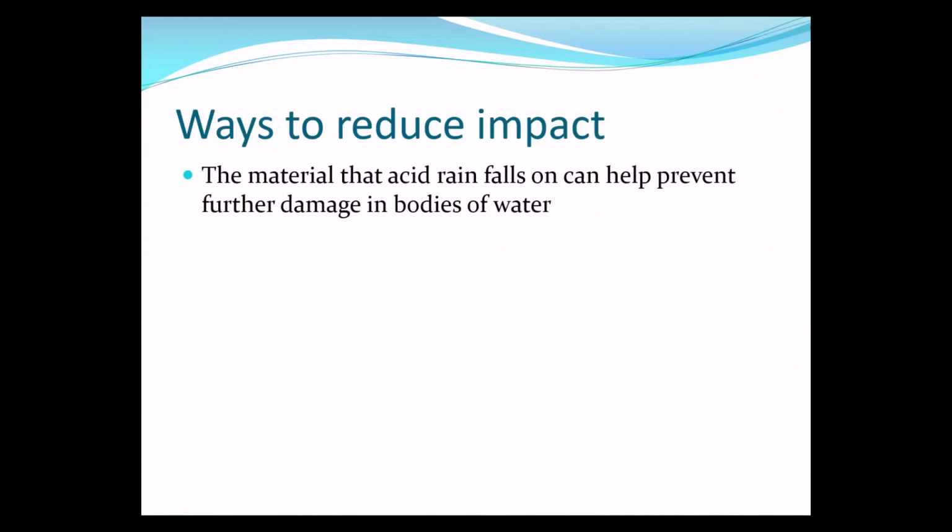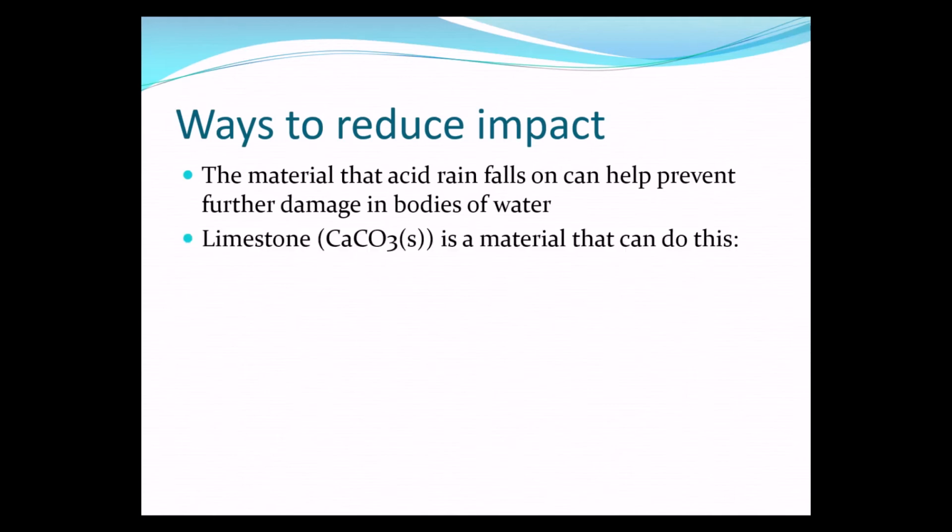So how do we reduce our impact of acid rain? Acid rain is bad. How can we prevent it? Well, limestone is a material that can do this for us, and limestone is a naturally occurring material. What limestone has, and this calcium isn't really important, is calcium carbonate. It's this carbonate that is important.